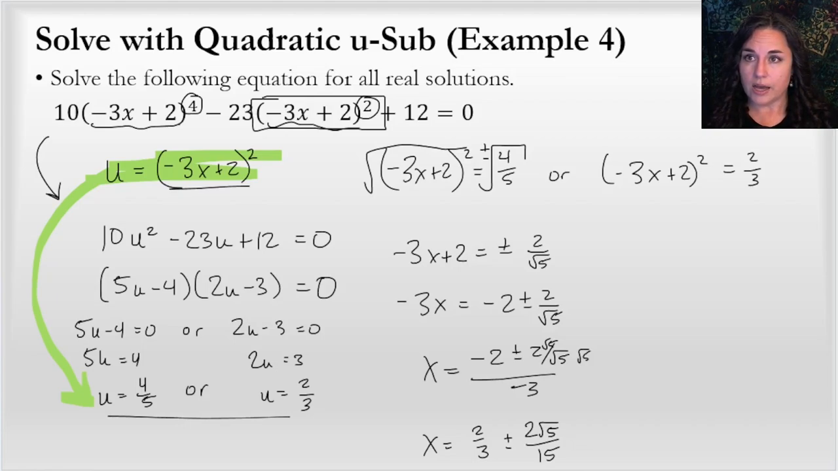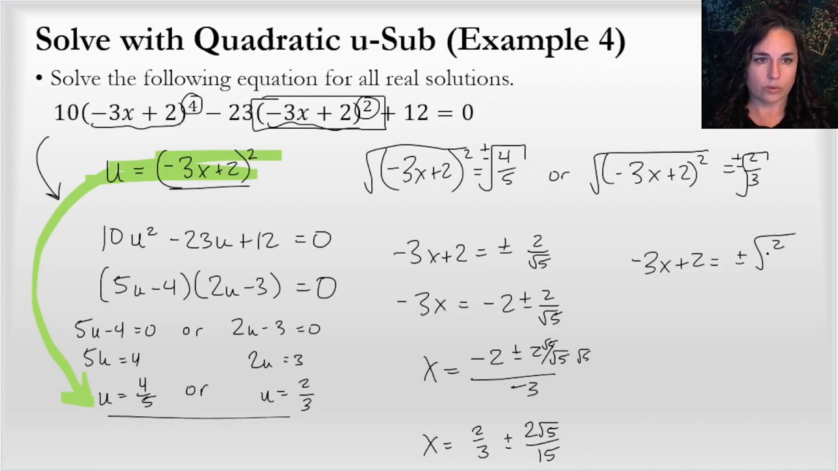Another thing that I will do is solve over on this side. So I'm going to take the square root on this again. Take the square root, plus minus. Negative 3x plus 2 equals plus or minus the square root of 2/3. I'm going to subtract 2 over to this side like I did over on the other solution. So I get negative 2 plus or minus the square root of 2/3. I'm going to divide both sides by negative 3, so I'm going to get 2/3 plus or minus.